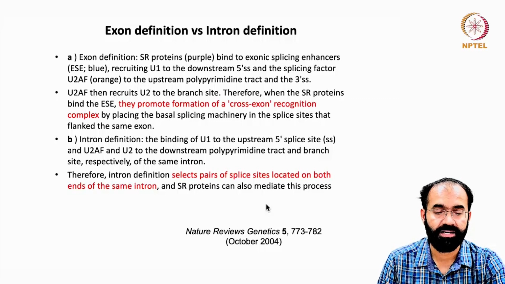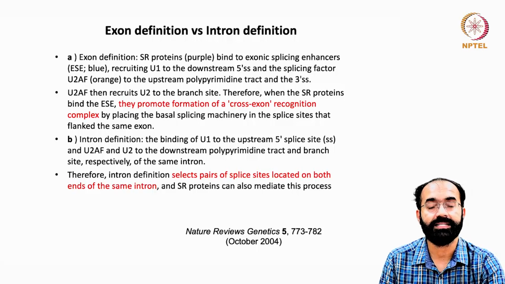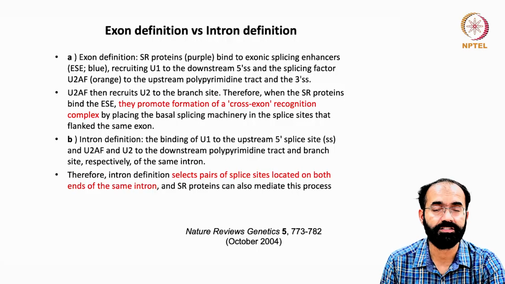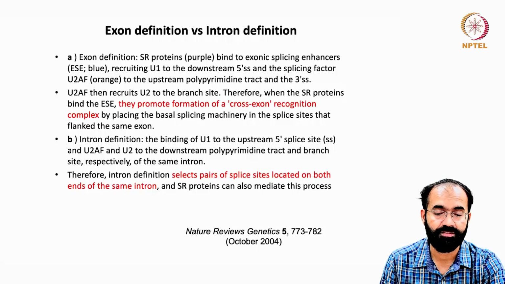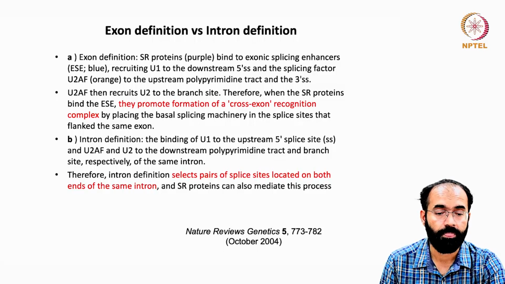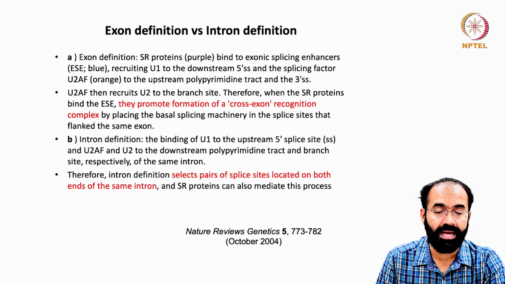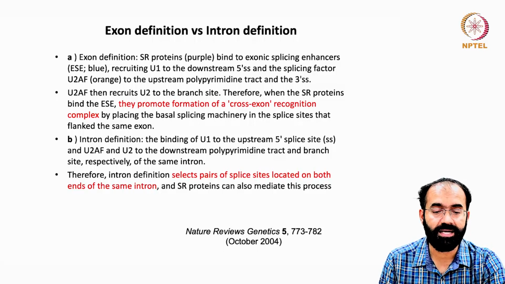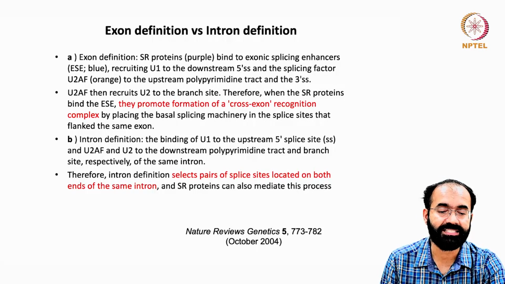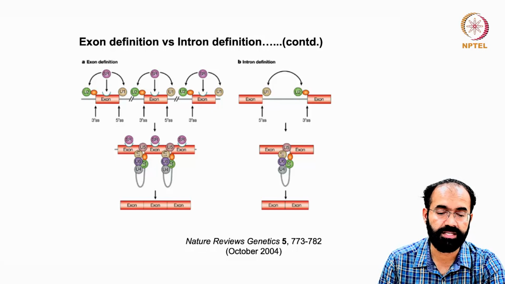So let us see the definition in a verbal manner. To define an exon, they contain the SR protein, which in the previous picture we saw bound onto the exon, given in purple color, and they bind to the exonic splicing enhancers, referred to as ESE, which is given in blue color in this picture. And they could recruit the U1 snRNA to the downstream 5' splice site and the splicing factor U2AF, which is given in orange color as you see here.